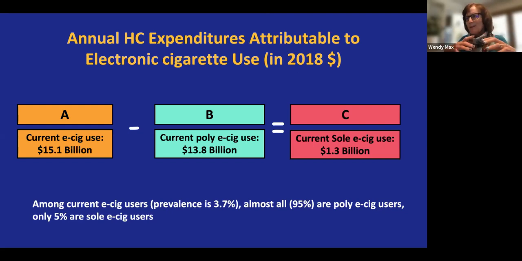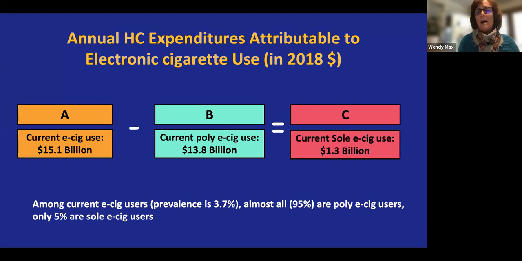So we developed these models, and it took us quite a bit of time, but here's the bottom line. If we looked at the healthcare expenditures attributable to e-cigarette use for people who use e-cigarettes, regardless of what else they use, we come up with over $15 billion, and this is a national estimate, not just California. Much of that, $13.8 billion, is for people who use electronic cigarettes along with other products. But we were able to tease out the component attributable to people who only use e-cigarettes, and there are still people out there who only use e-cigarettes. Even if we only look at that small proportion, the cost is over $1 billion a year, just in healthcare costs.